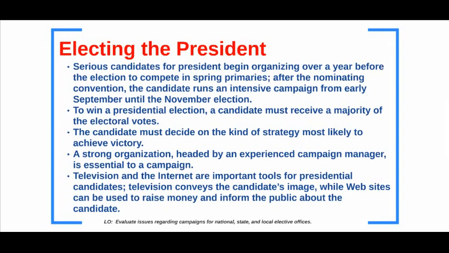A strong organization headed by an experienced campaign manager is essential to a campaign. Television and internet are important tools for presidential candidates. Television conveys the candidate's image, while websites can be used to raise money and to inform the public about the candidate.